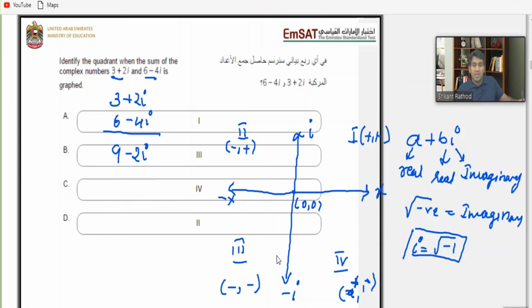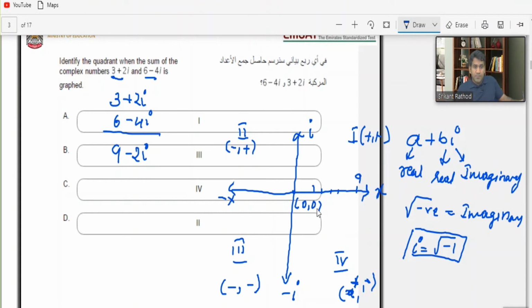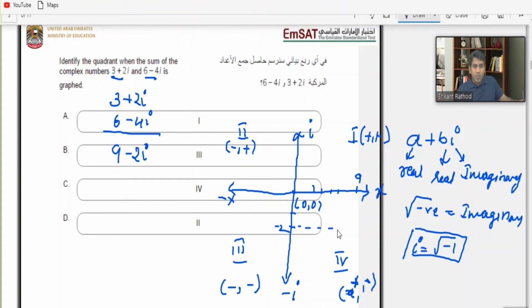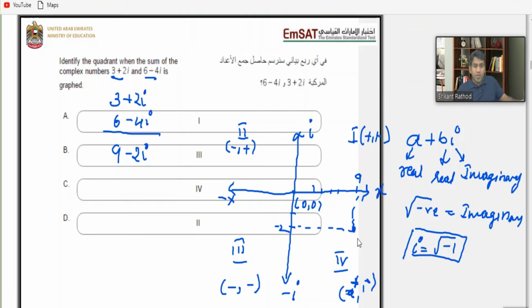So this is something like this. If this is the value of x here, this is going to be 9, and this is the value of y, or imaginary, I can say it as minus 2. This is the point we are talking about, and this point we write as 9 minus 2i. That's the expression we got, and this corresponds to quadrant 4. So the answer to this question is C.